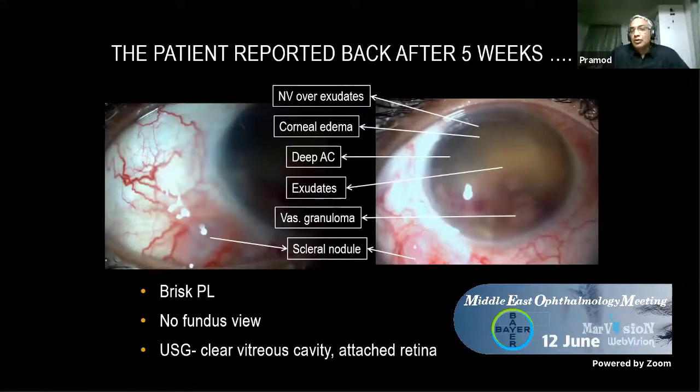The patient went back to his local ophthalmologist and then came back after 5 weeks, and as you see, it is a devastating picture. Light perception is doubtful, no fundus view. You see neovascularization over the iris, corneal edema, a deep anterior chamber, exudates filling the pupillary area, a vascularized granuloma, and again an enlarged scleral nodule. They are much bigger than before. However, ultrasonography still reveals a clear vitreous cavity and attached retina.